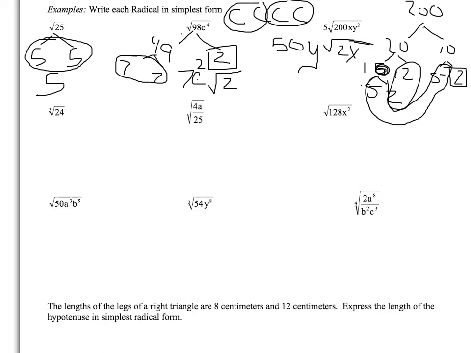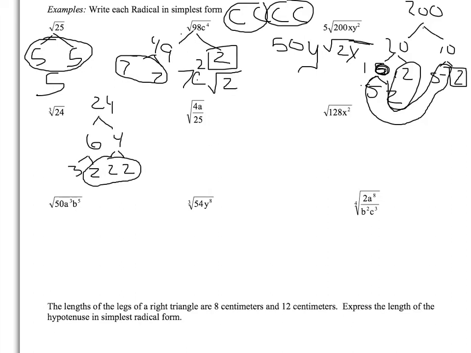The next one's a little bit different because notice the little 3 on the outside. That means cube root. Instead of circling up pairs, we're going to circle up sets of 3. For example, 24. That breaks down to 6 and 4. 4 breaks down to 2 and 2. 6 breaks down to 3 and 2. So instead of circling up pairs, the little 3 tells me circle up sets of 3 instead.